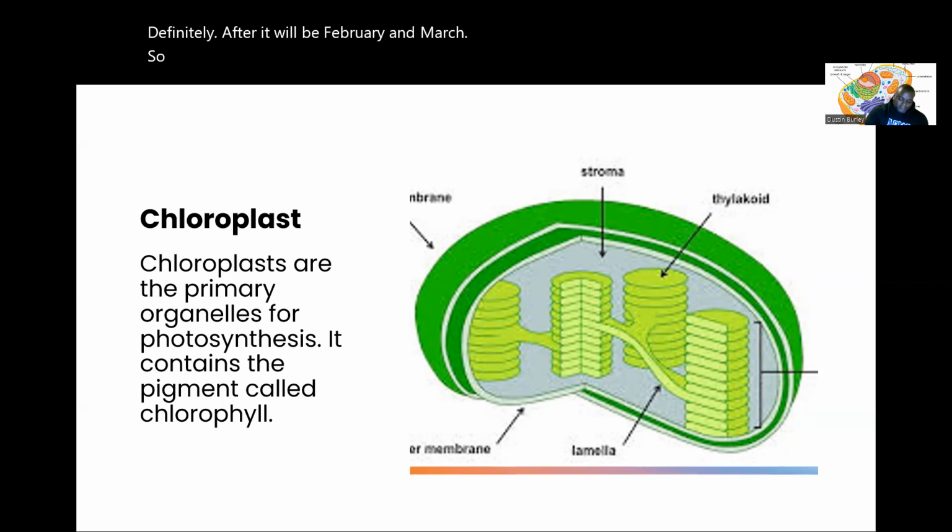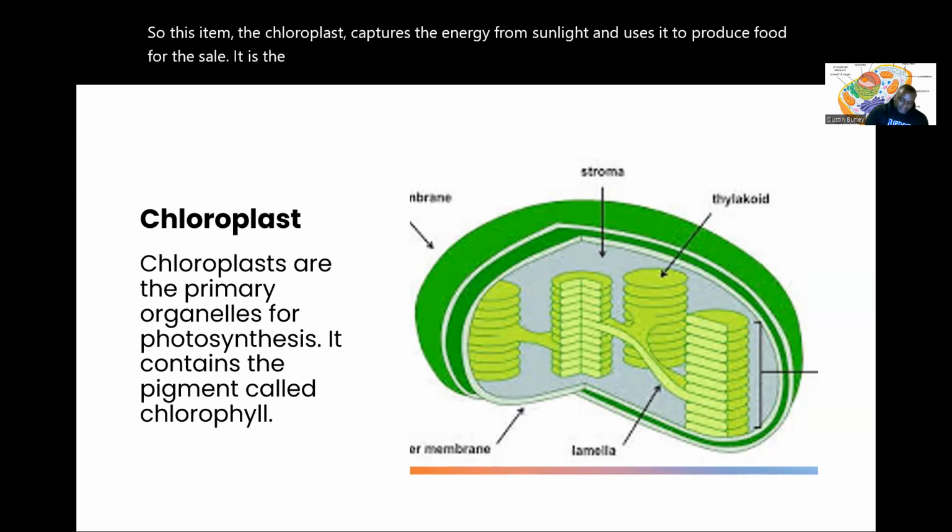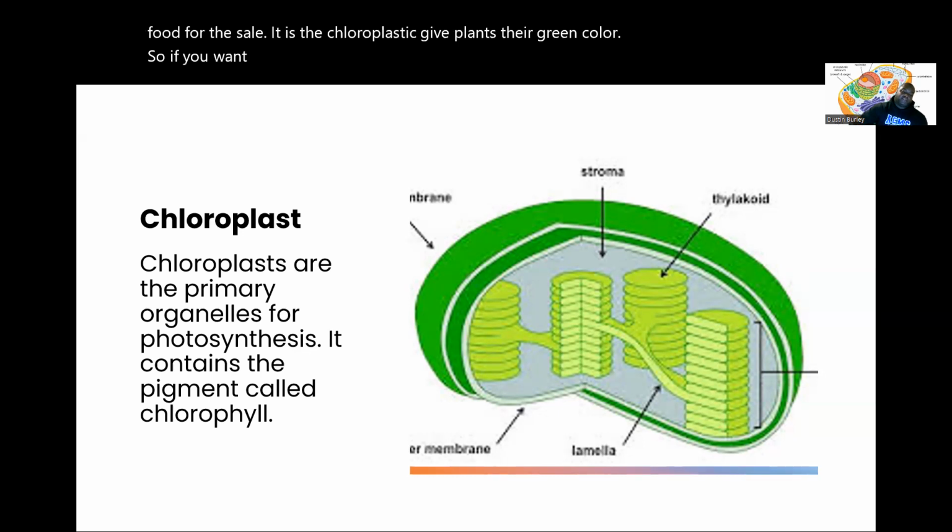So the chloroplast captures the energy from the sunlight and uses it to produce food for the cell. It is the chloroplast that gives plants their green color. So if you wonder why it is green, now you know why.